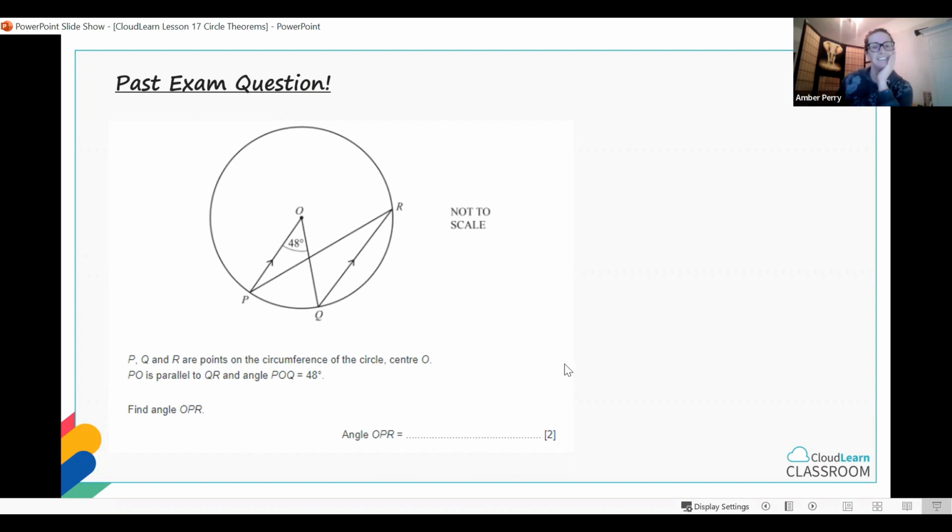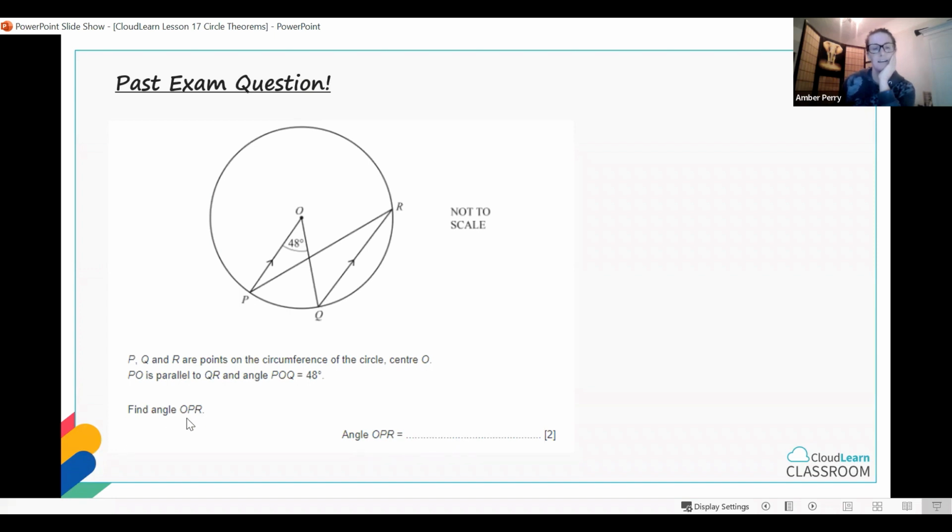But here is an exam question using that theorem, okay? Took me a while to spot this actually, because it's hard to spot, like that one's at the center and that one's at the circumference, okay? So what we've got here is P, Q, and R. P, Q, and R are points on the circumference of the circle with the center O, okay? PO is parallel to QR, so this is parallel to this, and POQ is 48, so that is 48.